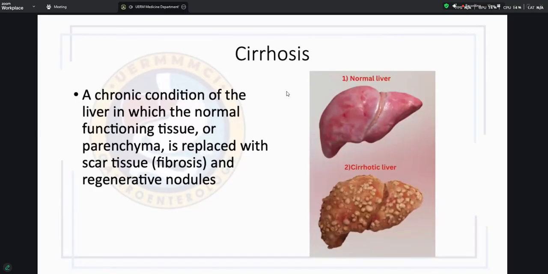If you search for the definition of cirrhosis, one term that will always be there is scarring or fibrosis. So cirrhosis is a chronic condition of the liver in which the normal functioning tissue or parenchyma is replaced with scar tissue or fibrosis and regenerative nodules.